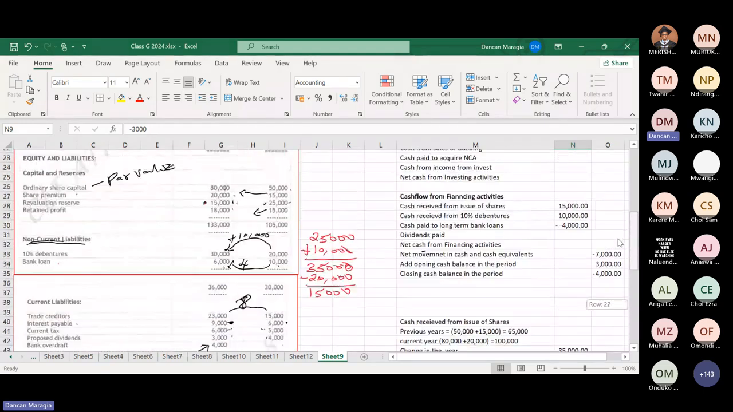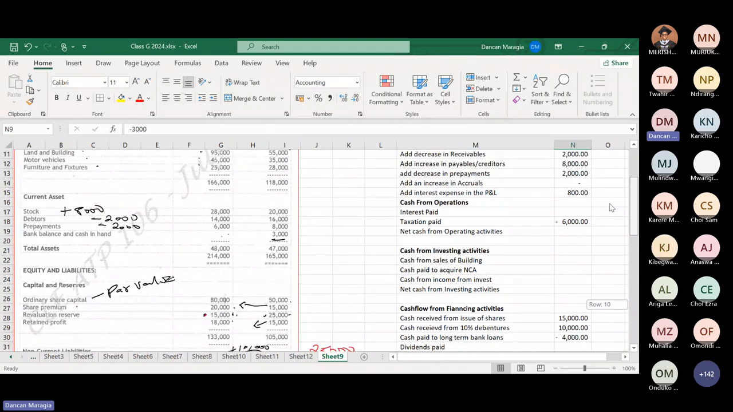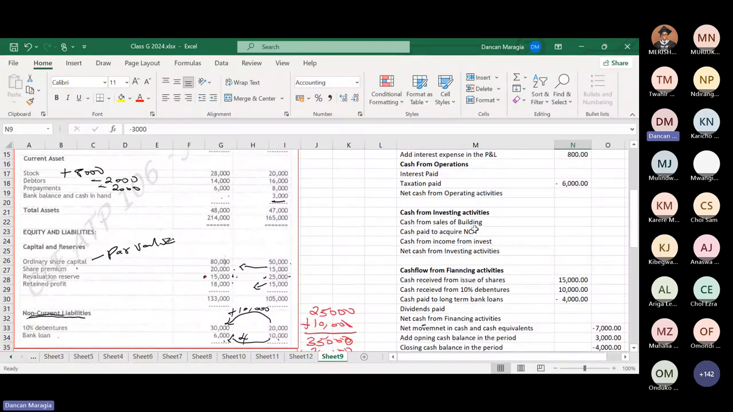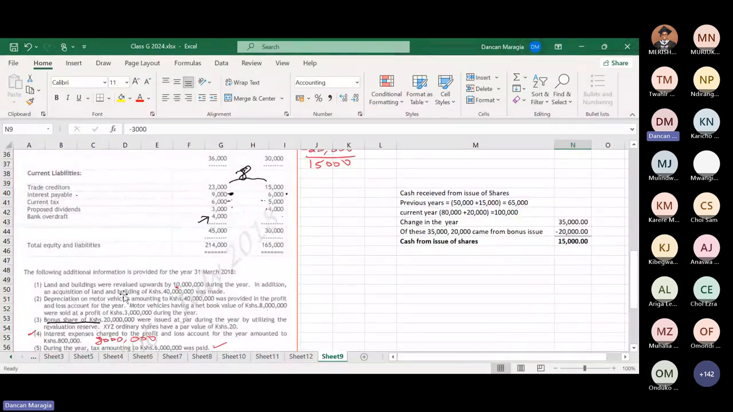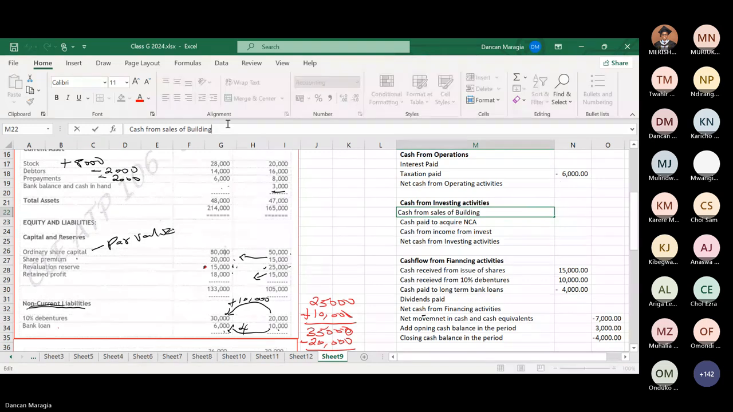So that means cash received from sale of motor vehicle. Here, cash received from sale of building or sale of motor vehicle. So we check land and building were valued. In addition, an acquisition of land and building was made of 40 million. So we only have that there, but if there's anything, we are going to come and add it there. Cash from sale of motor vehicle, 11 million.